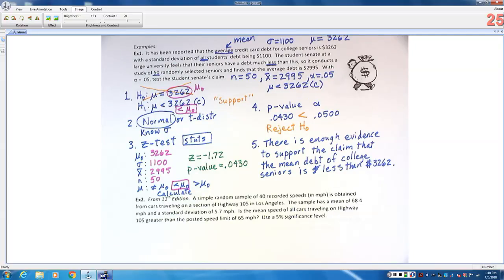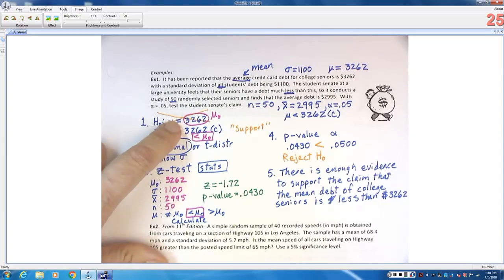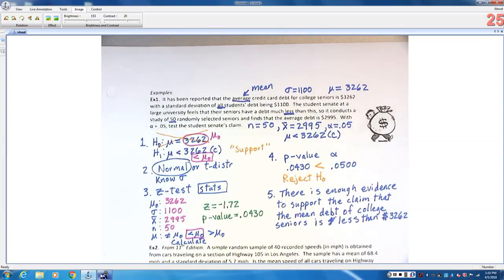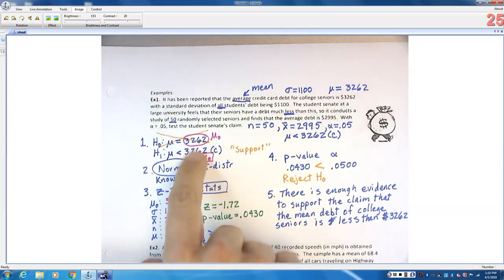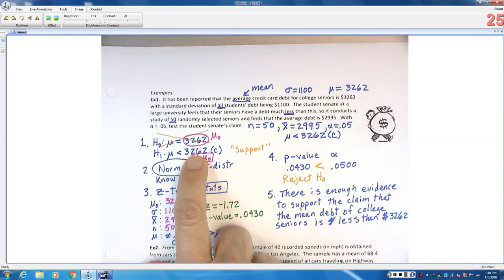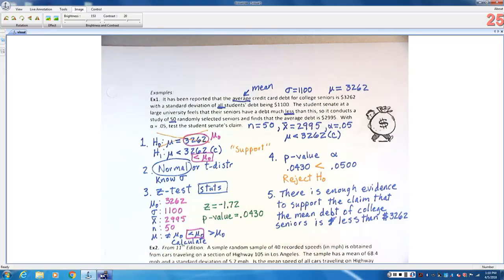Your claim is about your population. So whatever your population number is goes up here. So you have to pick the one that's talking about the population.